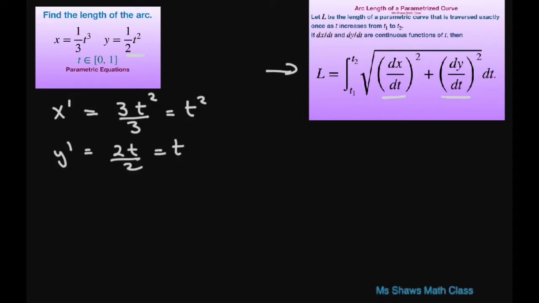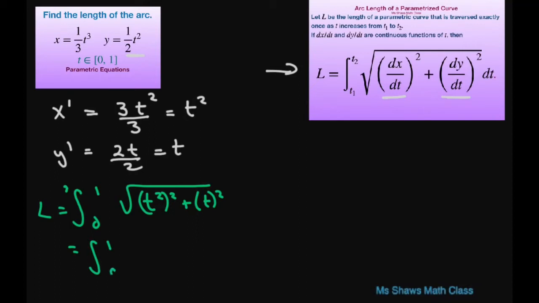So now let's fill in our formula for our length. That's going to be from 0 to 1, and we have the square root of t squared. Now we have to square it, plus t squared. This equals the integral from 0 to 1 of square root of t to the 4th power plus t squared.